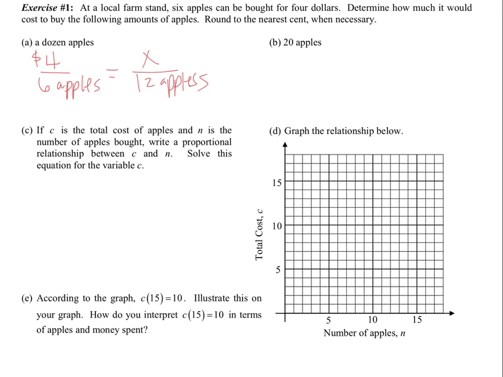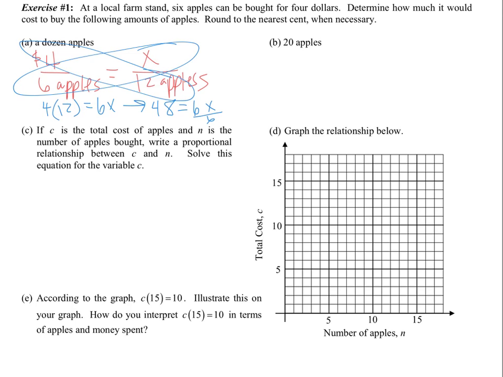So what you are going to do is cross multiply. We have 4 times 12 equals 6 times x. So 4 times 12 equals 6x, and 4 times 12 is 48, so 48 equals 6x. Divide both sides by 6. So it costs $8.